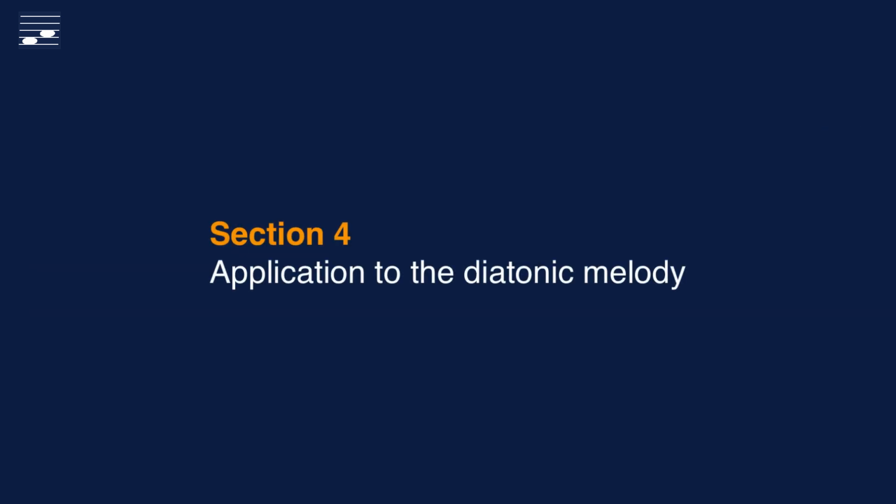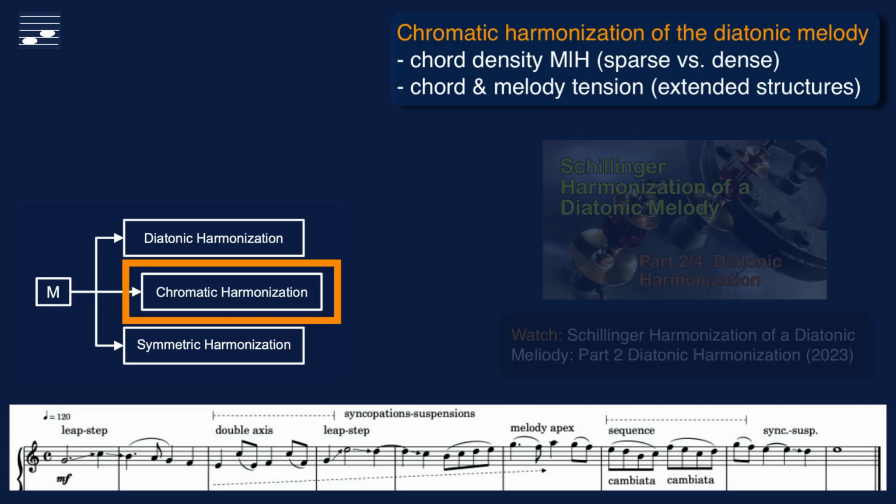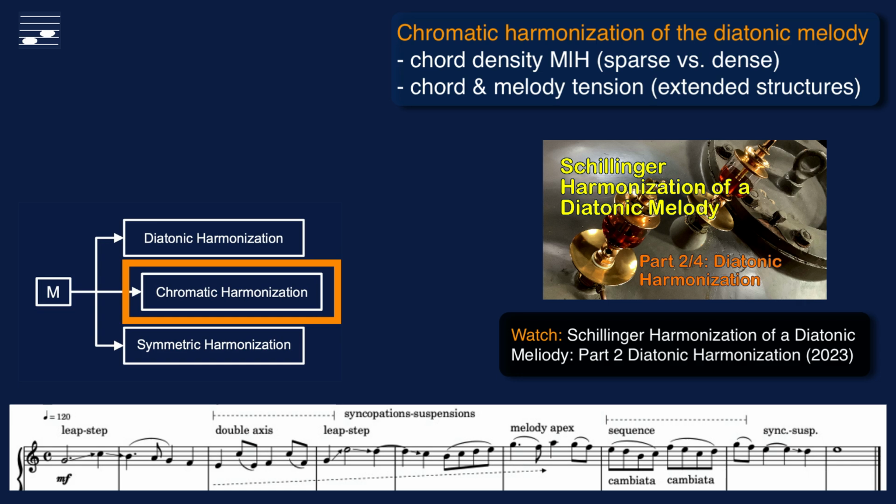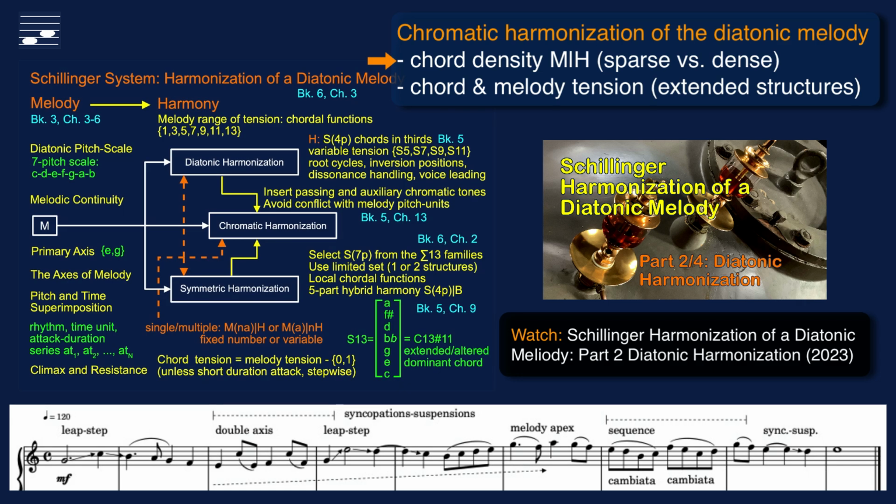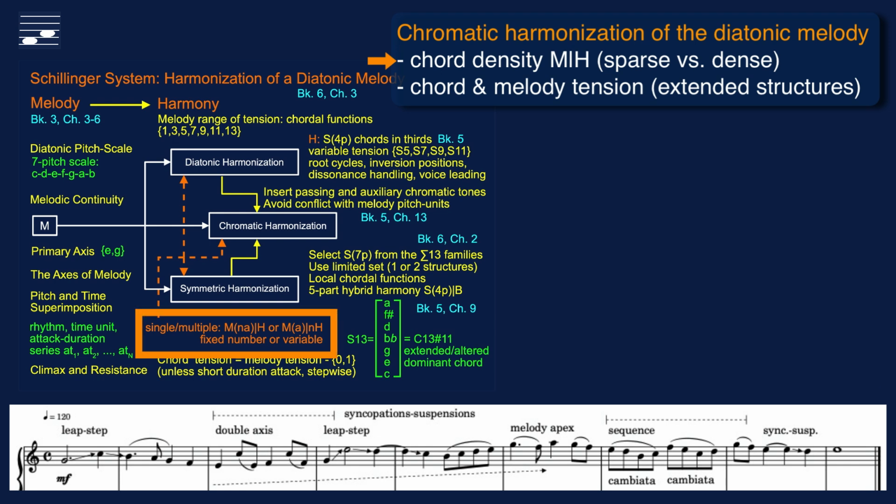We return to the original problem, chromatic harmonization of the diatonic source melody. In part 2 from the series you learned several aspects that are relevant for the combination of melody and harmony. First, there is the chord density, expressed as the ratio m/h. We may create sparse or dense harmony, where the latter has multiple chords per melody note.